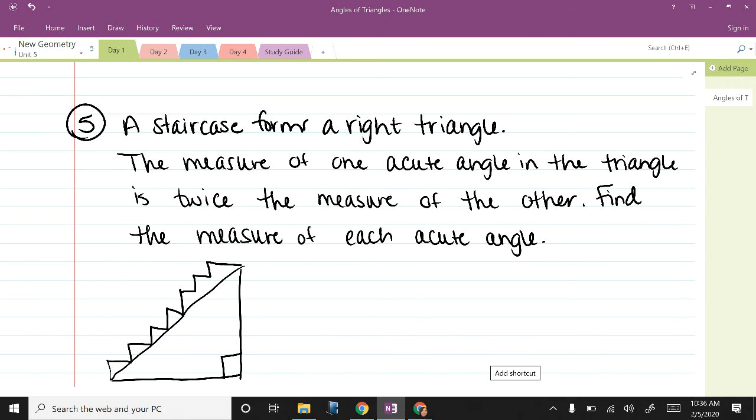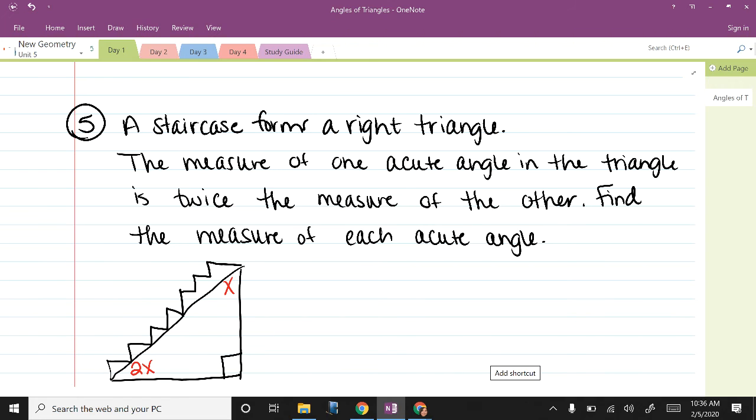Oh well. All right. So a staircase forms a right triangle. The measure of one acute angle in the triangle is twice the measure of another. So that means one angle measure is 2 times as big as the other, right? Twice means 2 times. So if this angle is X degrees, what's the other one then? 2X. Y'all see that? Okay? So if one's twice the angle measure of the other, if one's X, the other one's 2X. So just assign a variable. Find the measure of each acute angle.